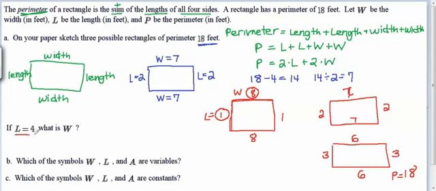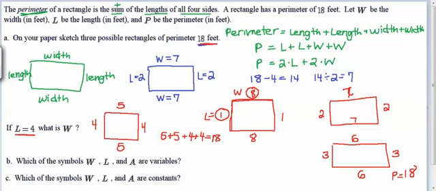The next phase of the problem says, well, if L is 4, what will W be? So let's think about that. Here's a rectangle with a length of 4, and we've said the perimeter has to be 18 feet, so half the perimeter, one length and one width, has to be 9. If the length is 4, the width must be 5. And we can verify that that gives us perimeter 18 by adding 5 plus 5 plus 4 plus 4 equals 18.